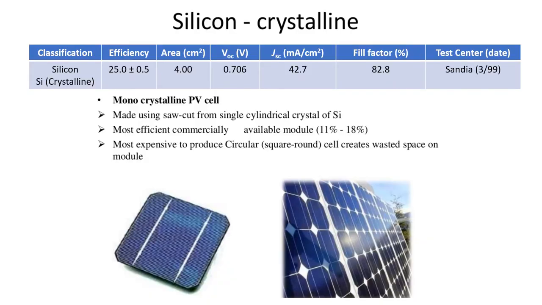Monocrystalline photovoltaic cells are expensive and made of wafers cut from a single cylindrical crystal of silicon, with an average efficiency ranging between 11 to 18%. Under a standard set of fabrication and operation conditions, it has been demonstrated to show an efficiency of 25% at Sandia National Laboratories. These are usually installed on spacecraft and space stations and offer warranties up to 25 years.